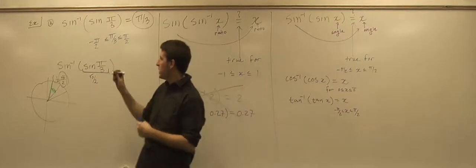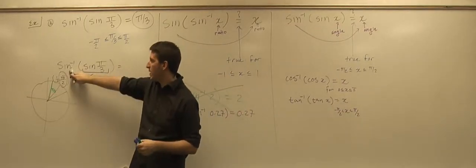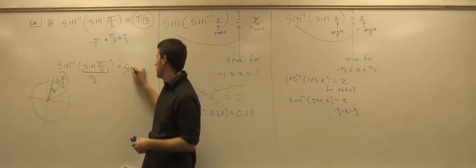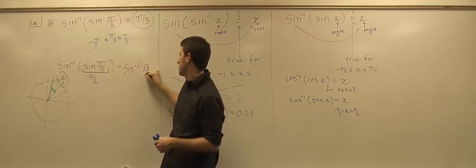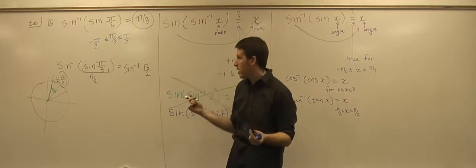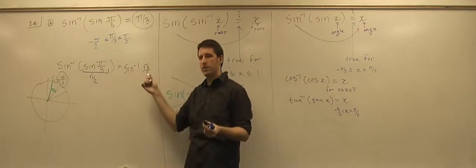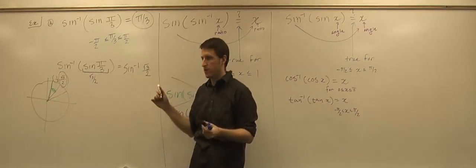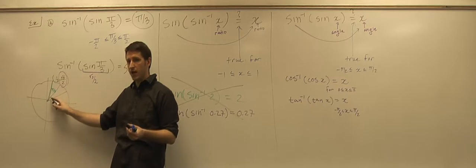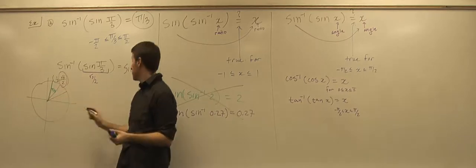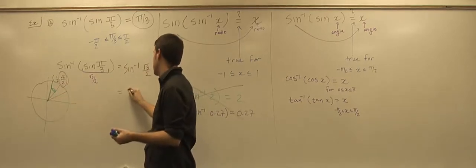Which means I can then go in and calculate. I haven't done the sine inverse yet, but I can replace sine of pi over 3 with root 3 over 2. So now I go in and calculate what's sine inverse of root 3 over 2. Then you look on your unit circle for where your y value is root 3 over 2, and you get your angle of pi over 3. So it gets you right back where you started.